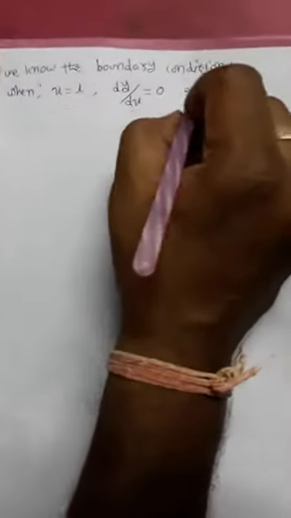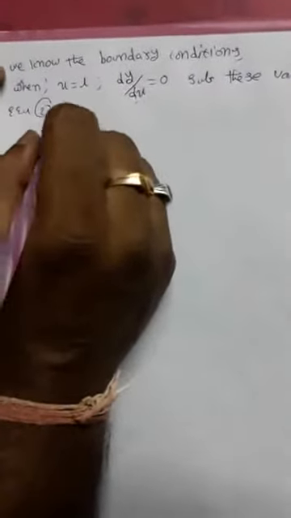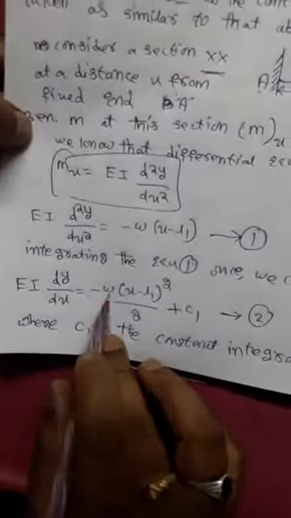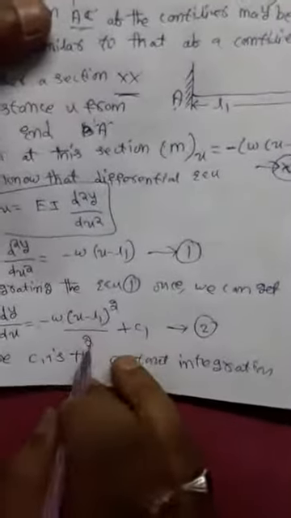So substitute these values in equation number 2. After substituting these values, dy by dx is nothing but 0. So 0 equals minus w, x is nothing but L, so (L minus L1) whole square by 2 plus C1. So 0 minus w (L minus L1) square by 2 plus C1. This is the equation after substituting x equal to L.